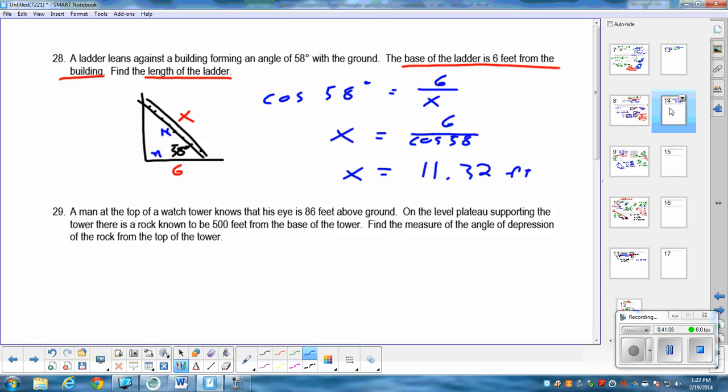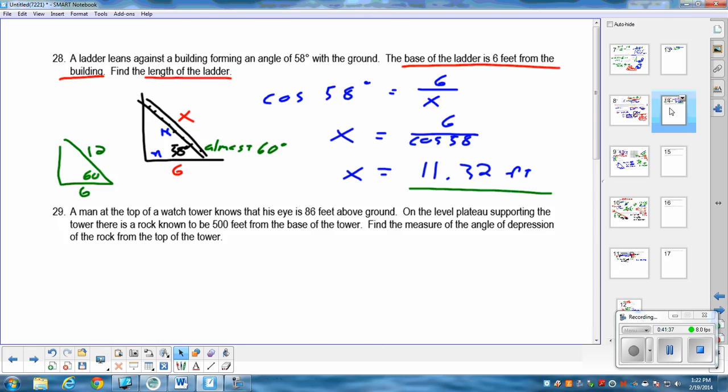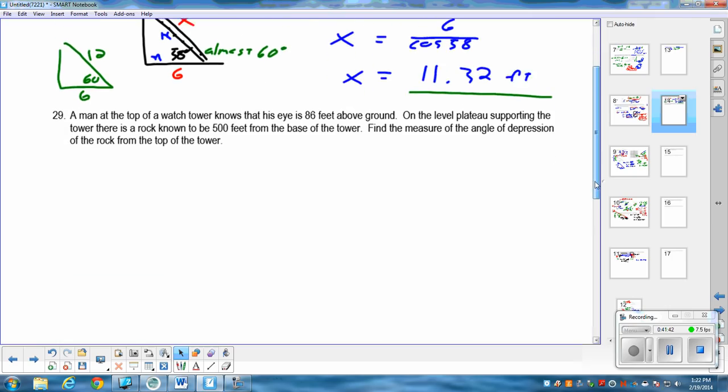If you would like to check yourself, because a 58-degree angle is almost a 60-degree angle, this should be pretty close to a 30, 60, 90 triangle. And if that angle were a 60-degree angle, and that were 6, this would be 12. But because it's a little bit less than a 60-degree angle, we would expect that the hypotenuse would be a little bit less than that 12. It won't help you on this test, but on a multiple choice test, it may be enough to get you the answer.